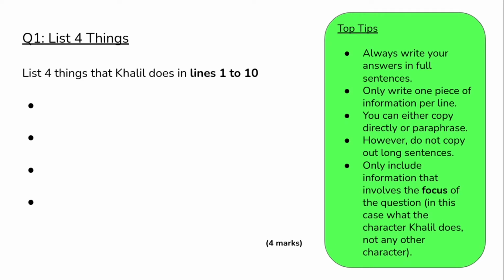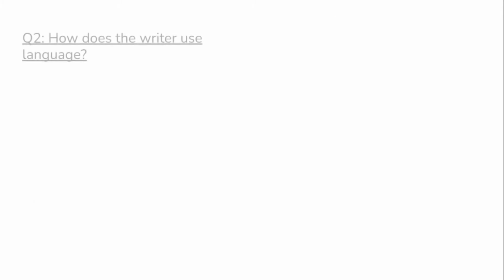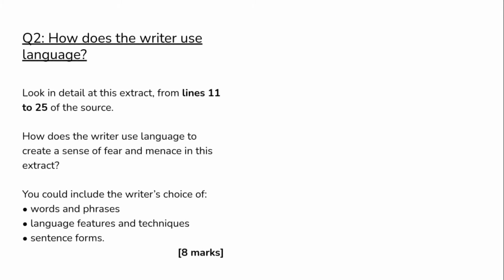Question 2, how does the writer use language? Again, as I've said, you'll be given a focus section, so look in detail at this extract from lines 11 to 25 of the source. Now in an actual AQA paper, this section would be printed out in a specific small box to help you out. The question is, how does the writer use language? It will always have a more clear focus after this based on the extract. In this case, it's to create a sense of fear and menace in the extract.